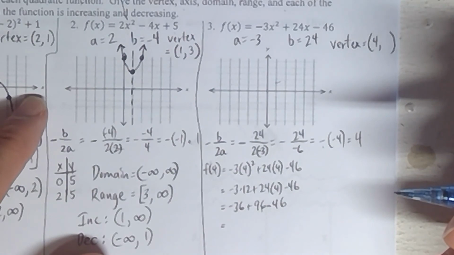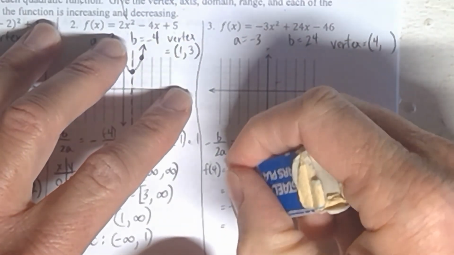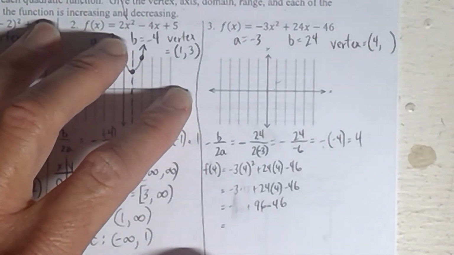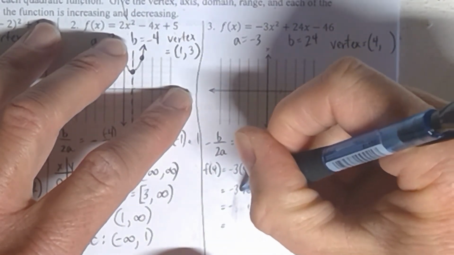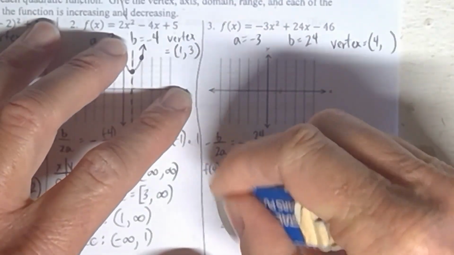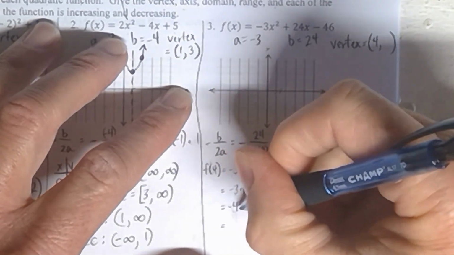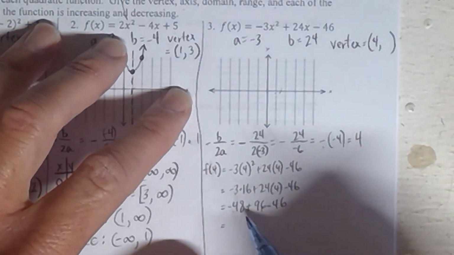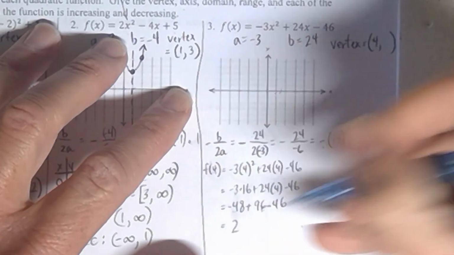Oh, I'm sorry. Pardon me. You guys probably noticed that already, huh? 4 squared is not 12, it's 16. There we go. So that's going to be negative 48 right here. And so now negative 48 plus 96 is going to be 48. 48 minus 46 is equal to 2.